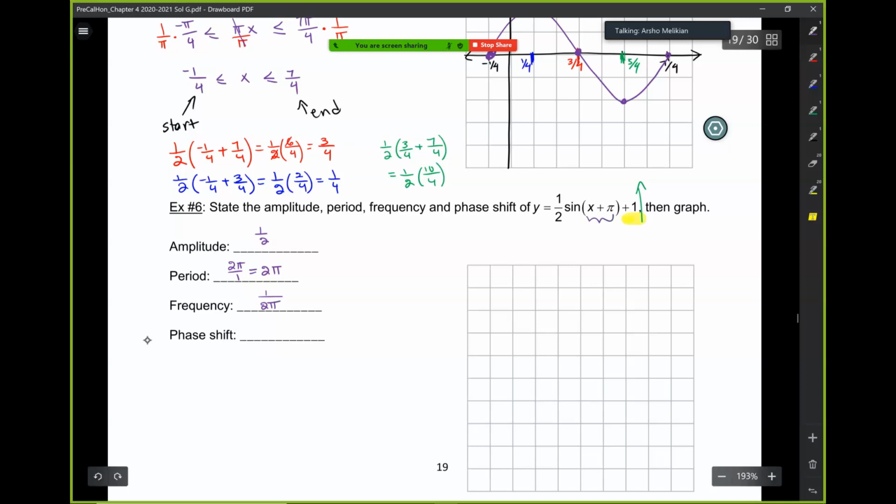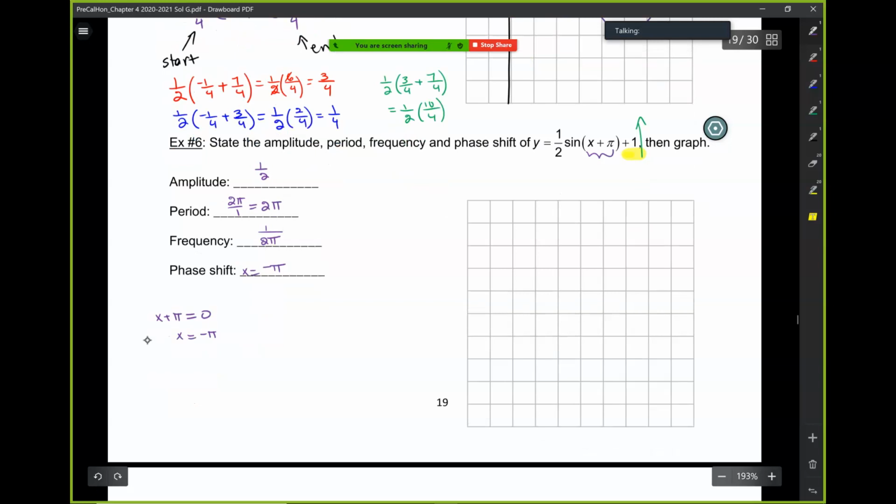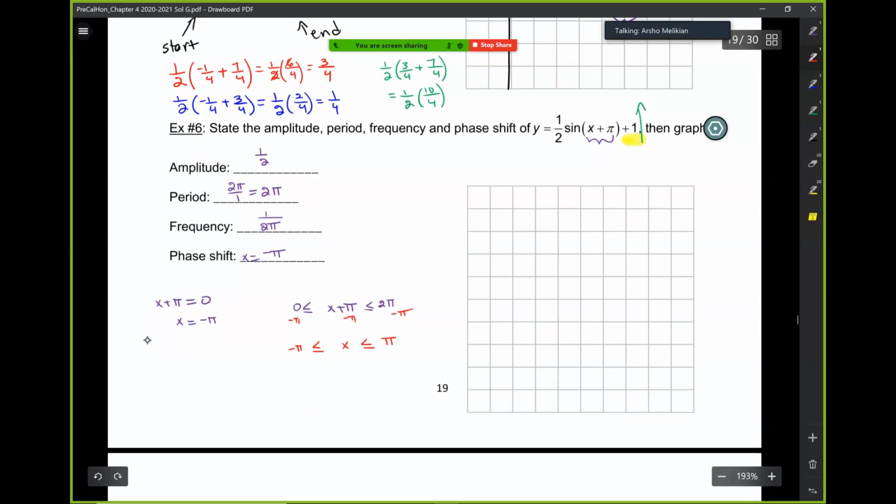The phase shift, I take this, set it equal to 0. So x is negative pi. Okay. To graph, I'm going to go from 0 to 2 pi, and I'm going to put in here x plus pi, minus pi, minus pi, minus pi. This is a more straightforward one with the numbers. So this goes from negative pi to pi.